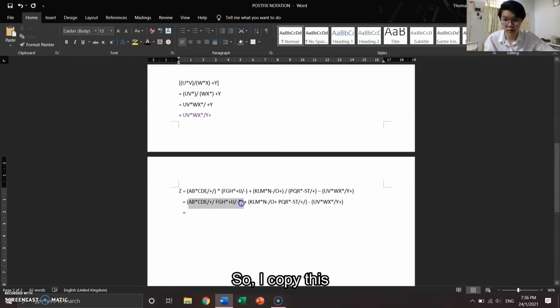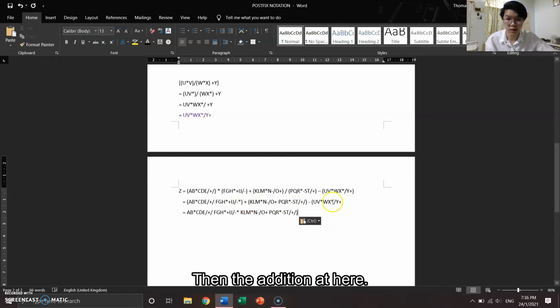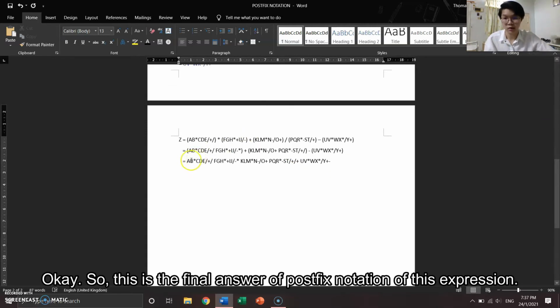So I copy this and add this. Then the addition goes here. Then the last part: the minus moves to behind. So this is the final answer of the postfix notation of this expression.